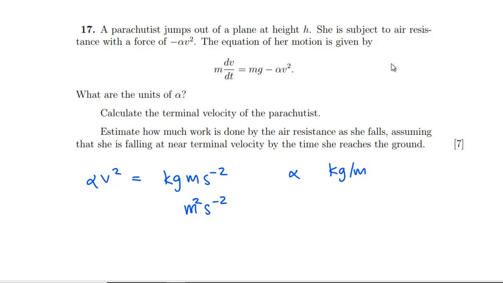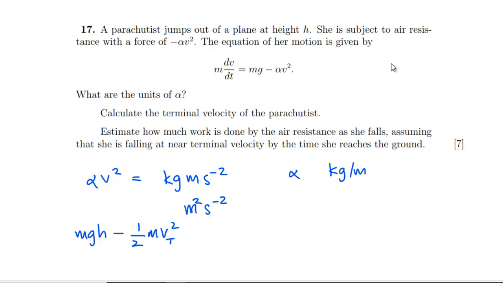Estimate how much work is done by the air resistance as she falls, assuming she is falling near terminal velocity by the time she reaches the ground. Right, so what have we got here? By the time you get to the ground, we've started off with mgh, that's our starting energy. And when we get to the ground, we are going to have a half m terminal velocity squared.